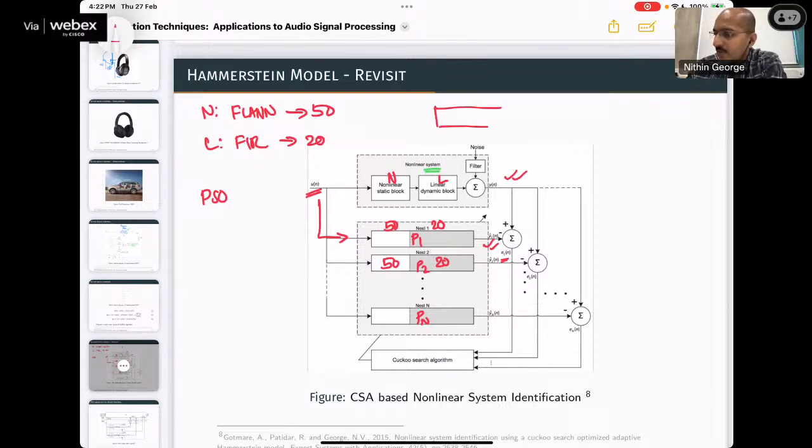The final model will have 50 parameters which are going to the fan, and I will have 20 parameters which are going to the FIR filter. Okay, this is going to be estimated using this entire process.